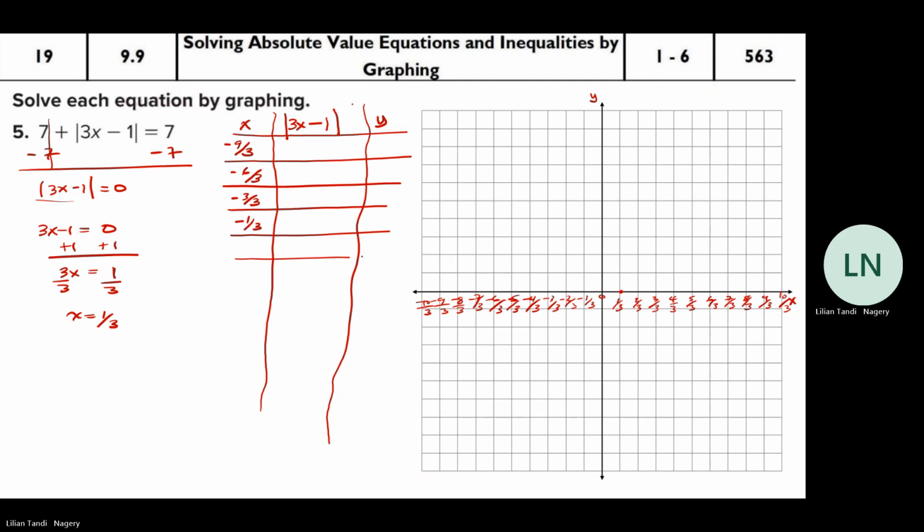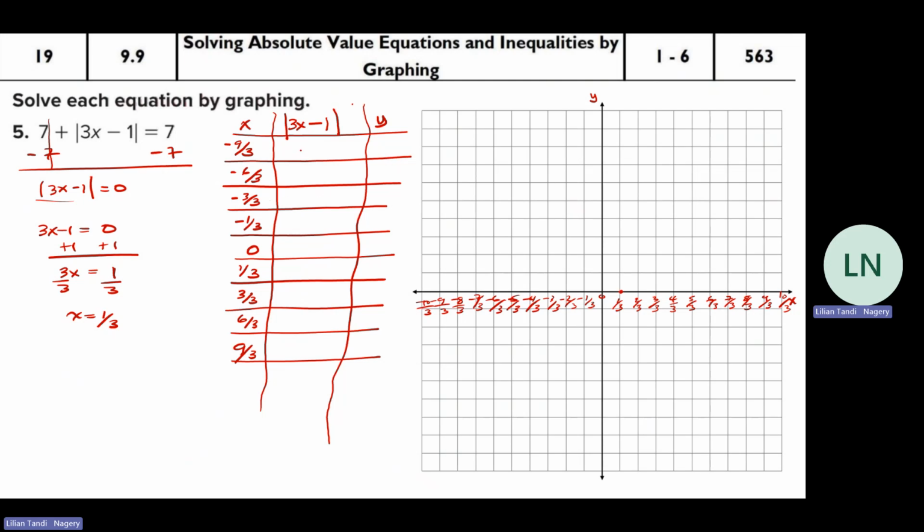-1/3, 0, 1/3, 3/3, 6/3, and 9/3. Because those are the friends of 3. The other ones will give me a decimal.